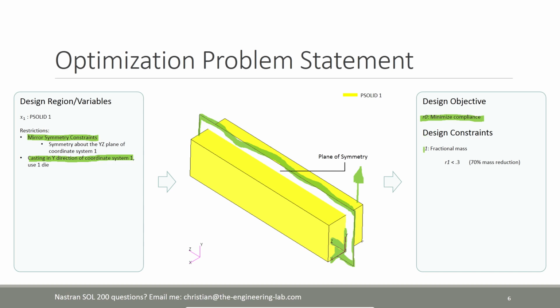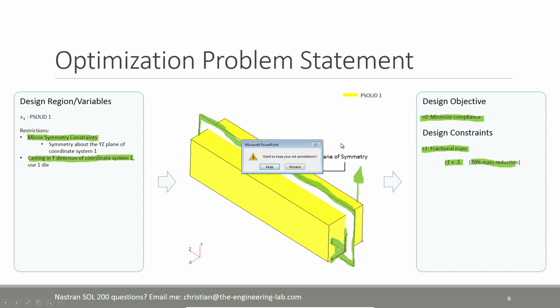And for design constraints, we're going to say that the fractional mass should be less than 0.3. Here, what the constraint is saying is that we want to retain and keep 30% of the original mass. This is another way of saying that we want to reduce the mass by 70%.